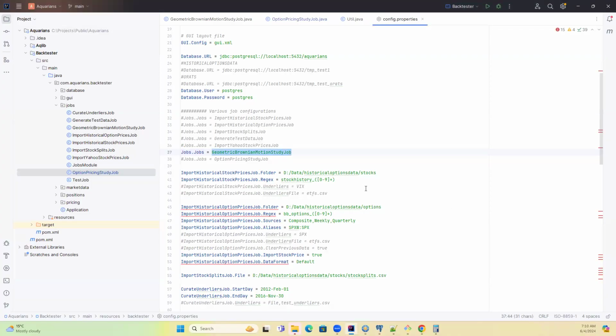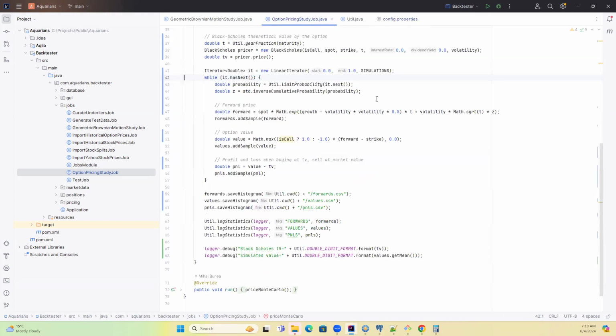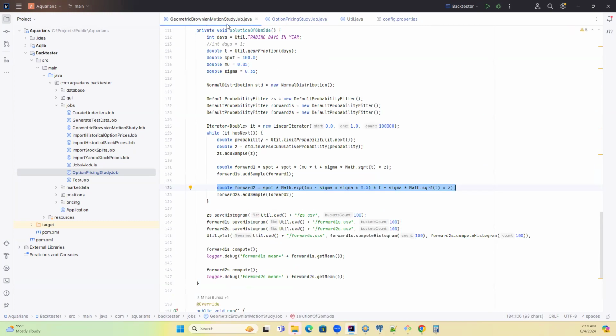So having introduced a way to compute the stock prices, the distribution of the stock prices somewhere in the future, let's call it maturity, because we're going to use that for options. We are ready to start calculating the price of an option. So let's switch to option pricing study job. And we do essentially the same thing as for the GBM motion study job. So we generate probabilities in order to generate forwards.